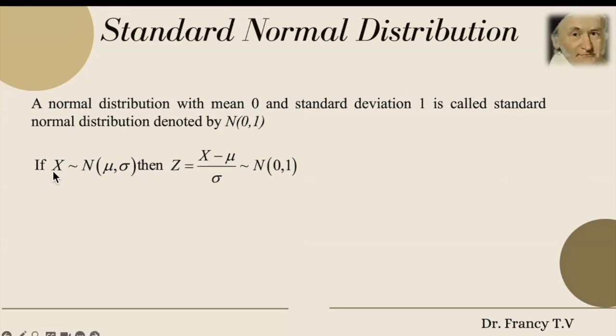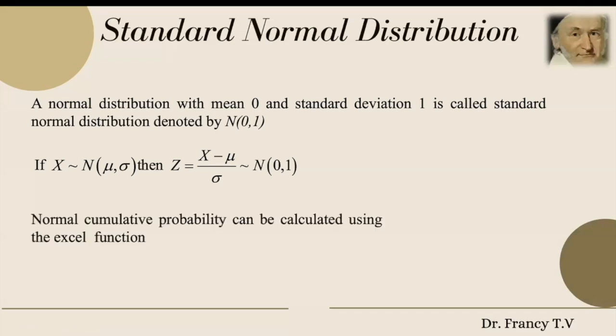You assume X follows normal distribution with parameters mu and sigma. This symbol is used for follows. Now, if you take the transformation Z equal to (x minus mu) by sigma, that follows standard normal distribution, or a normal distribution with mean 0 and standard deviation 1.